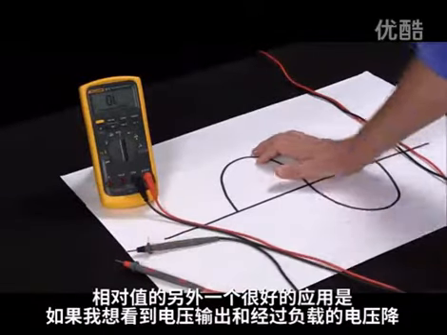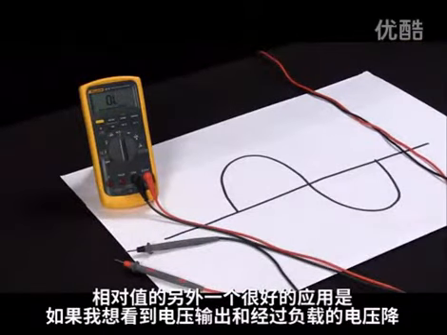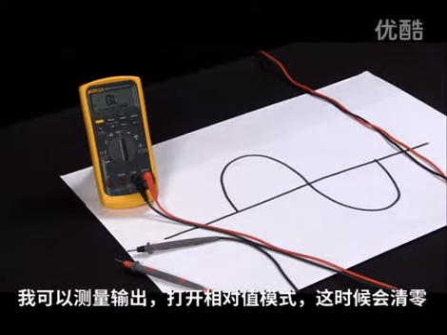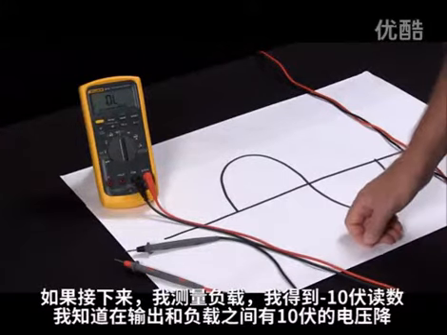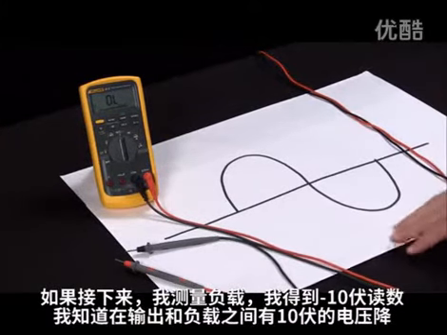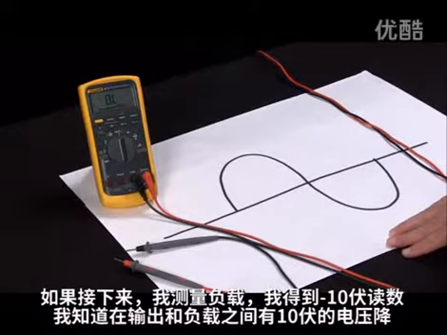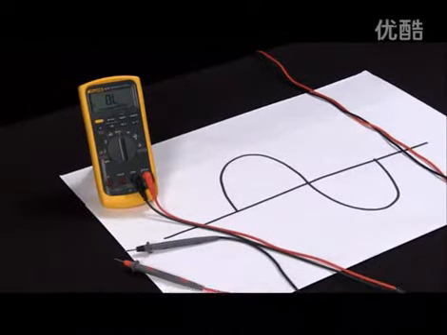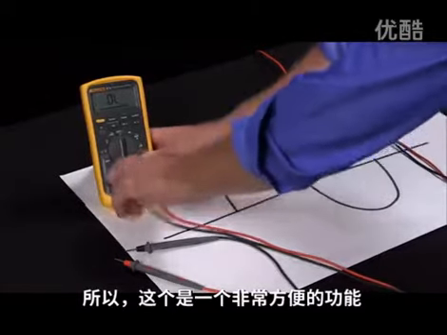Another good use for the relative mode is if I want to see a voltage drop between the source and the load. I can go to the source, hit the relative mode, and it goes to 0. If I then go out to the load and I read minus 10 volts, then I know I have a 10 volt voltage drop between the source and the load. So that can be a very handy function.